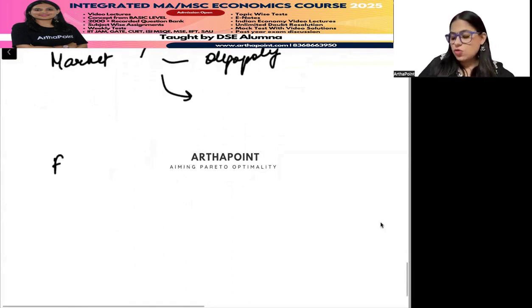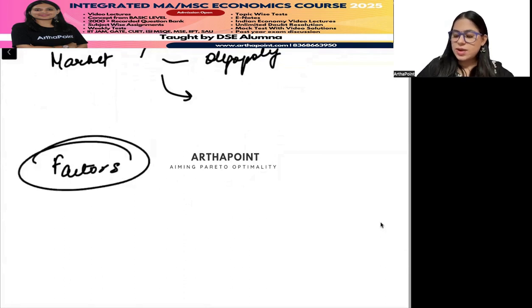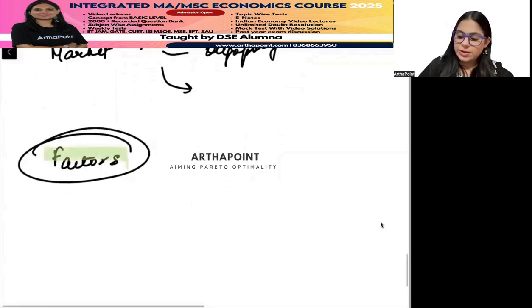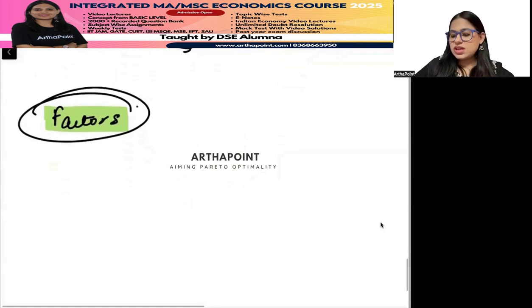Then if you go to my basic video lectures, वहां पे हमने factor theory किया हुआ है एक बारी, in which we have studied कि how do you find equilibrium in the factor market.